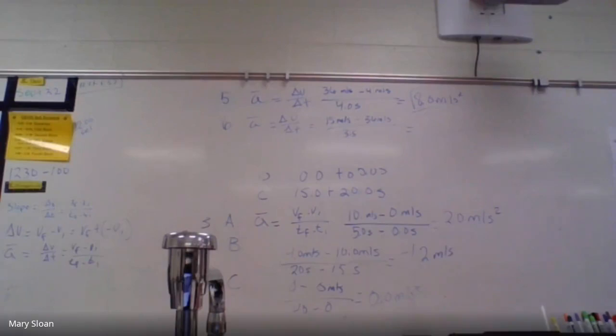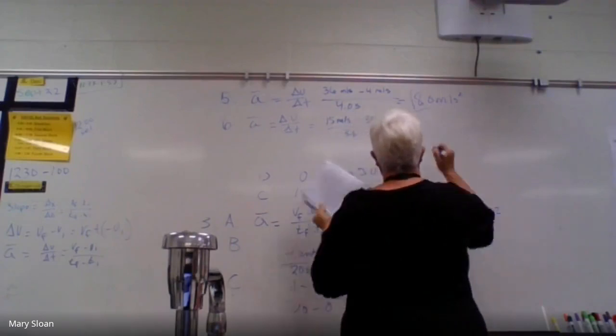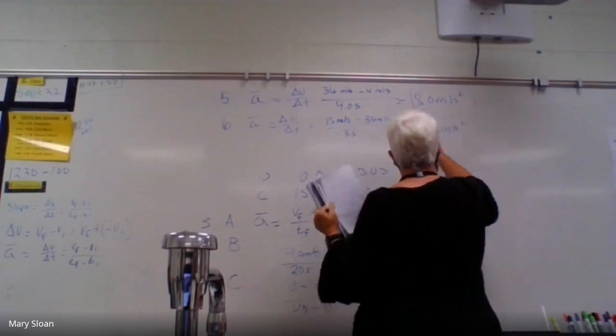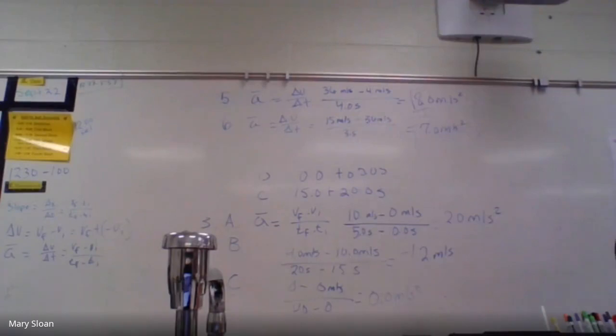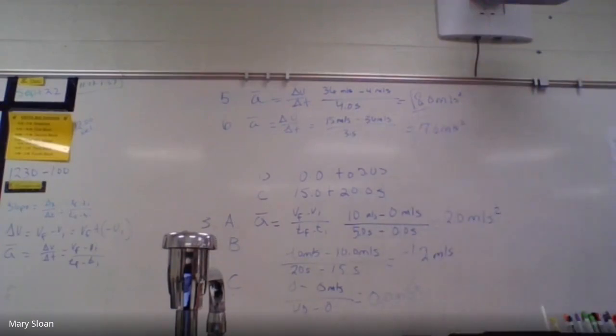Can you have a negative? Good, yes, because he decelerated, right? What do you have? -7. Okay, so that's 7.0 meters per second squared. You can have a negative or a positive. Why are we not worried about the sign? Because it's a change. Perfect. You got it?